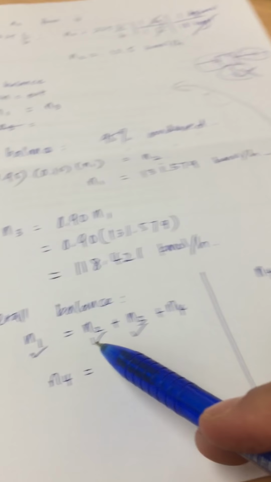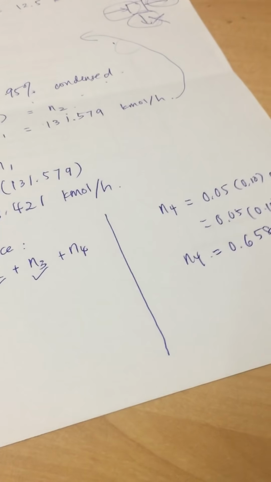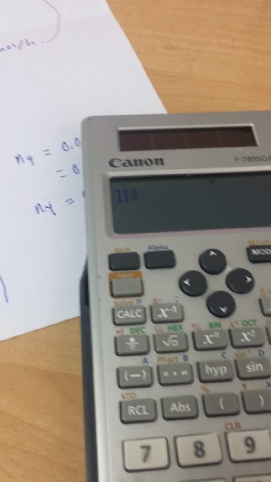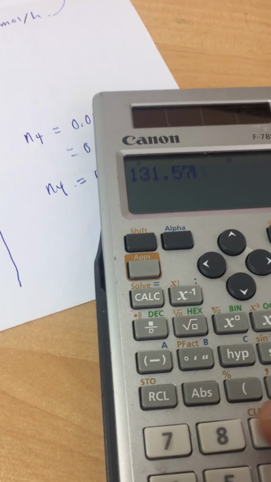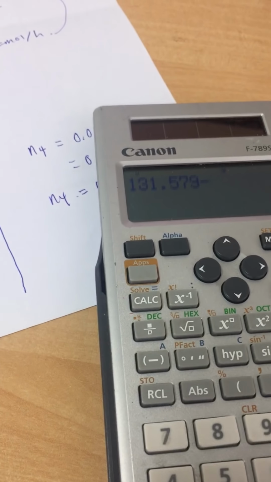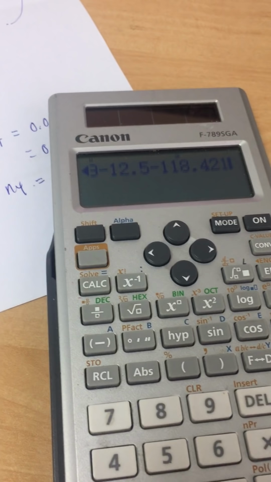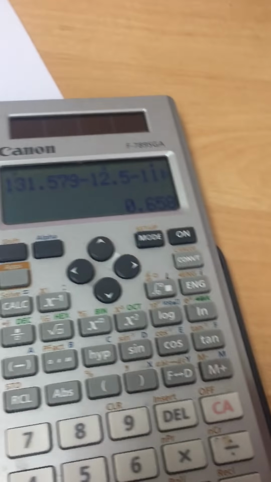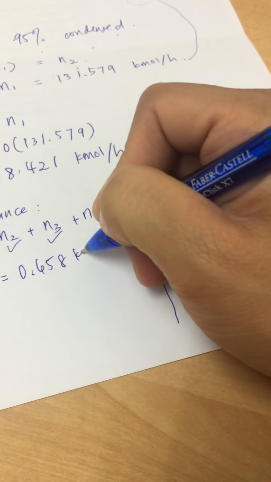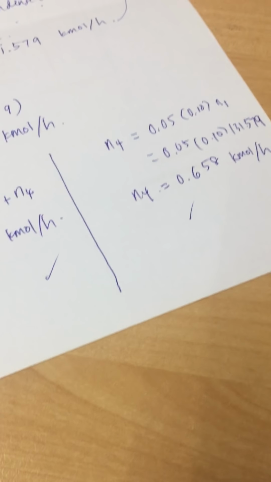Well, you can check the value with the overall balance. So N1, 131.579, minus N3, minus N2: minus 12.5, minus N3, 118.421, equals 0.658. So yes, it's balanced. I mean, we got the right answer with both methods. Okay, those are your N3 and N4.